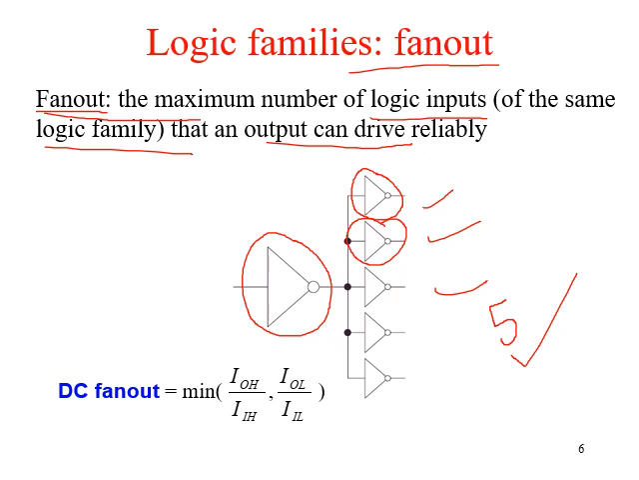And how do we find it mathematically? The DC fan out can be found by this particular formula. It's very important, asked in the GATE exam many times. These 4 values are given to us: IOH, IIH, IOL, IIL, and we are told to find the value of fan out. We can find these two ratios, and out of these two ratios, whichever is the minimum value will give us the fan out value.